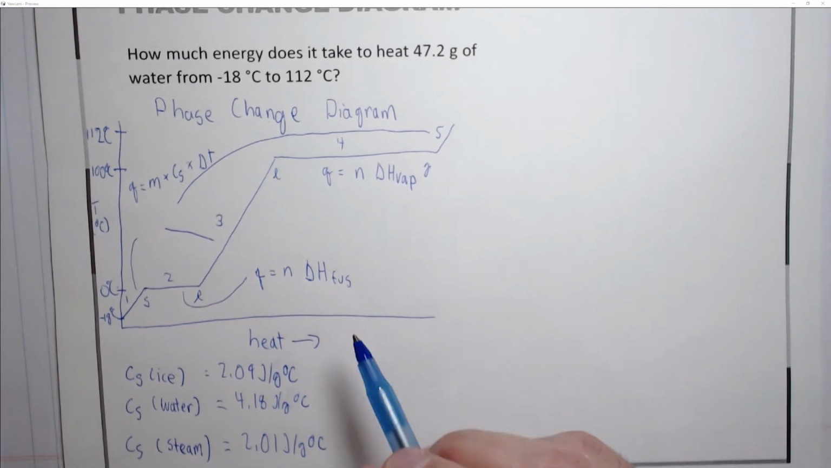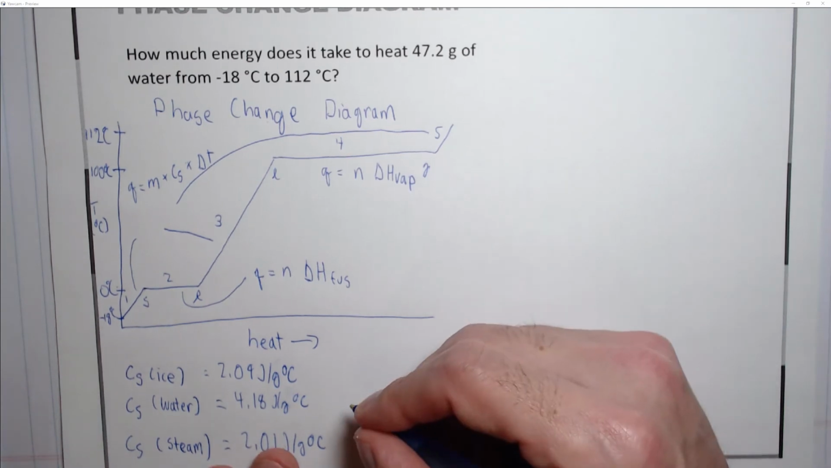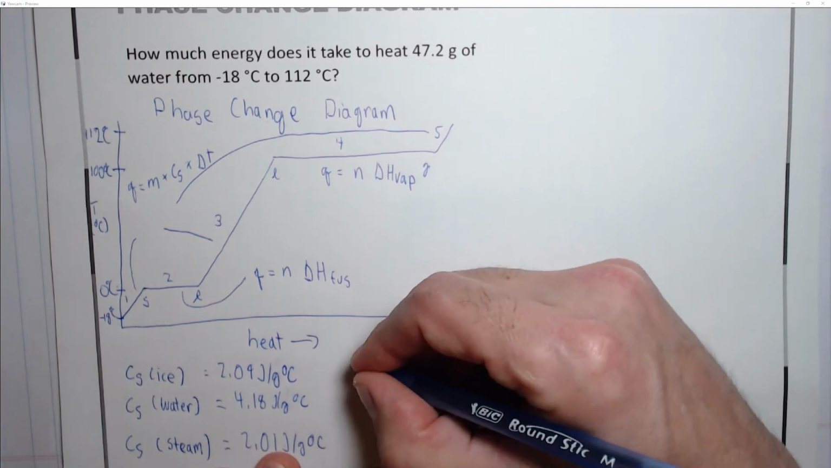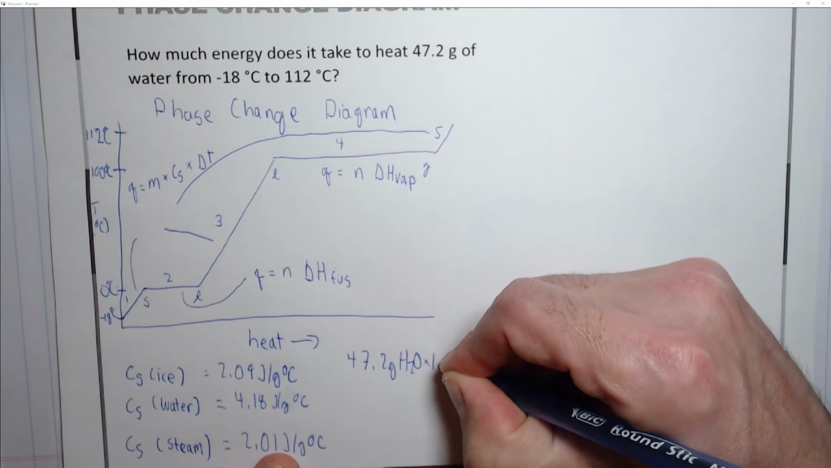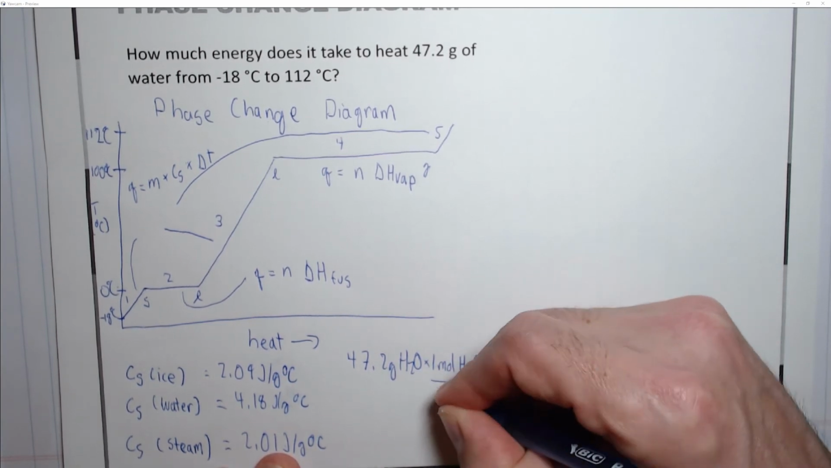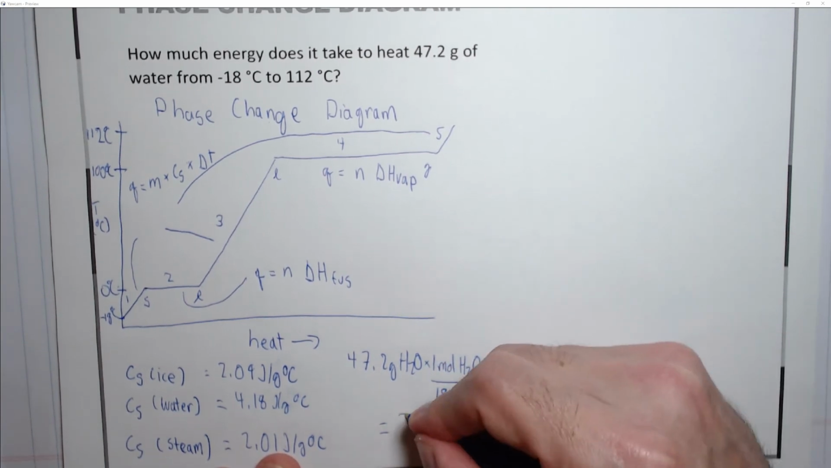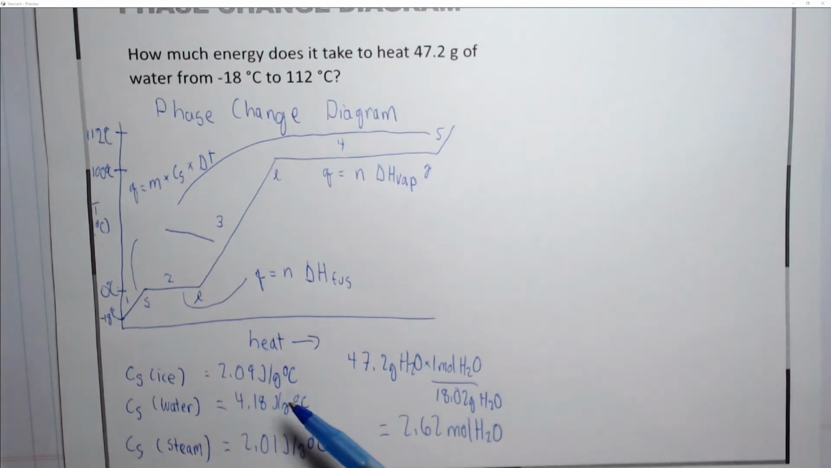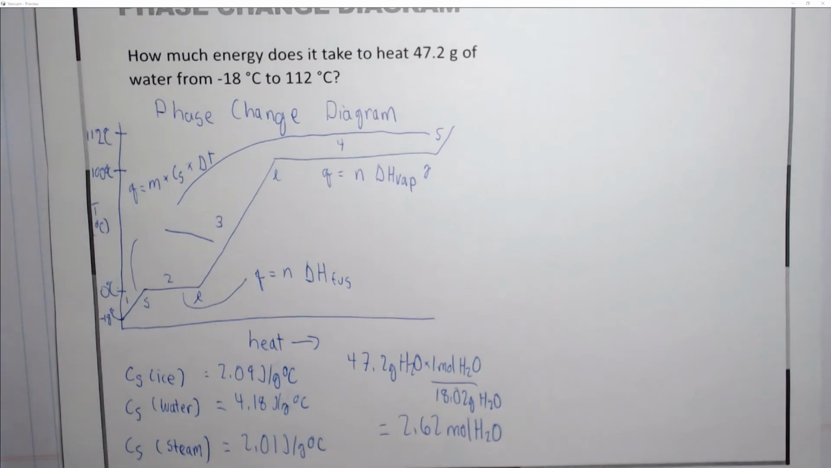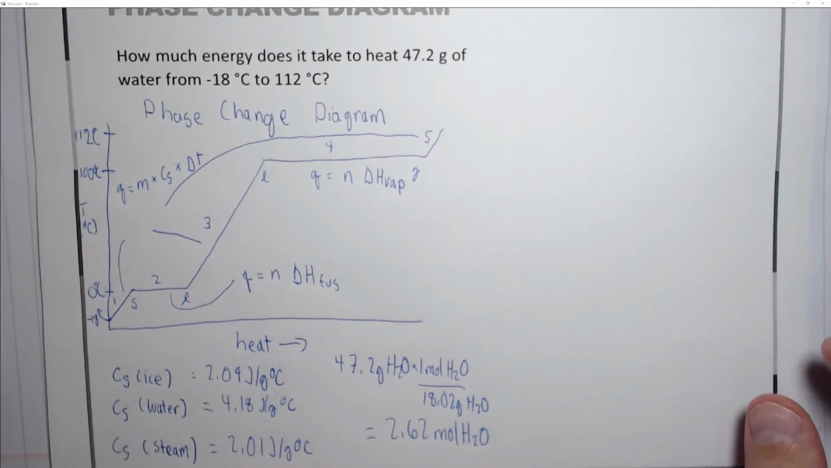But what I found over the years is it makes our life a little bit easier if we go ahead and convert this 47.2 grams to moles right off the bat, and then we can use those moles when we need them. So starting with 47.2 grams of water times 1 mole of water per 18.02 grams of water, we find that in this case we have 2.62 moles of water. So now that I have my specific heat capacities, my mass, and my moles, I am good to go, but I still have to do this one step at a time.